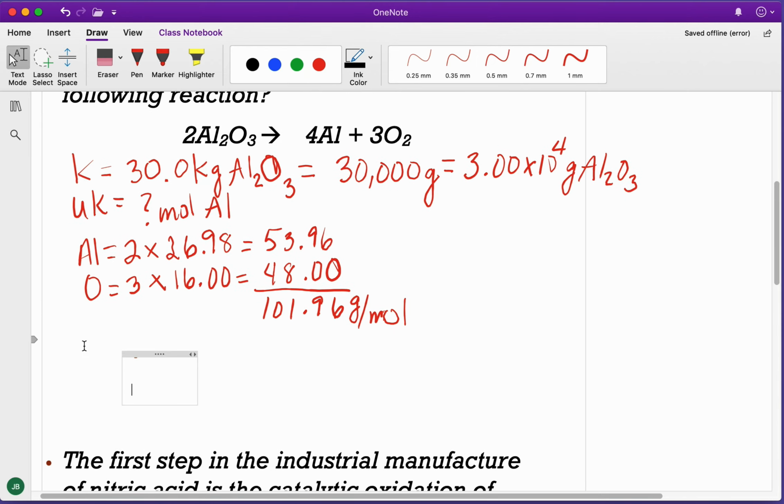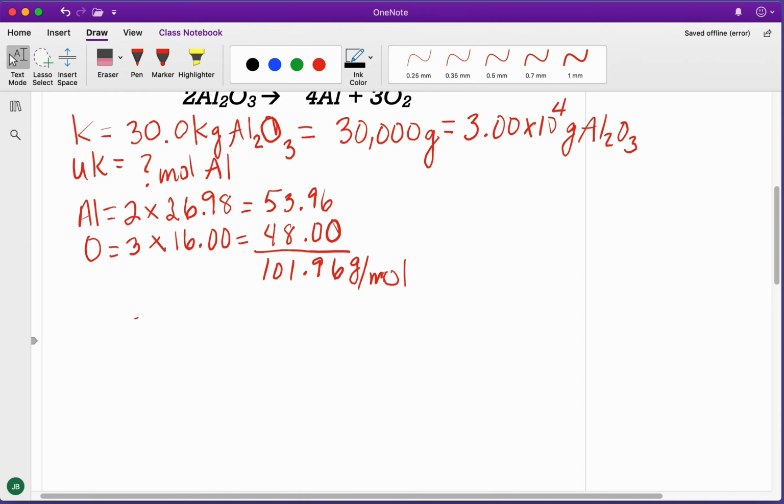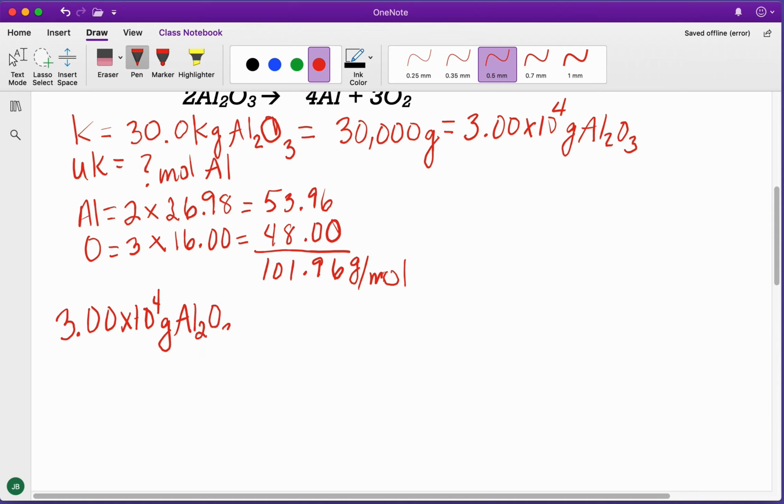And I'm going to go ahead and try to get this to scroll down. Just give me a little bit more space. And let's go back to our pen. All right, now we can put down our railroad tracks, and we're going to start with our known, which is 3.00 times 10 to the 4th grams of aluminum oxide.